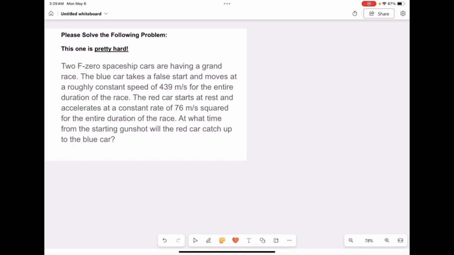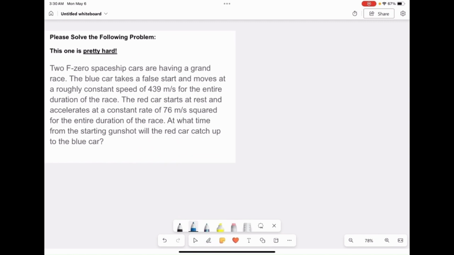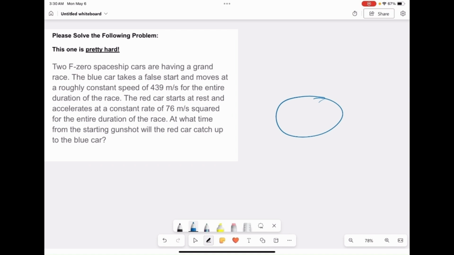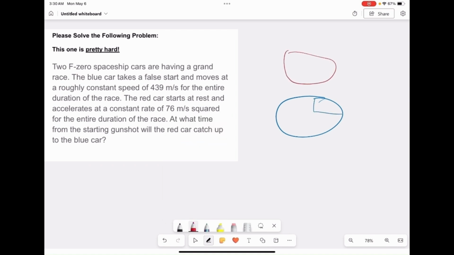So we have two cars, a red car and a blue car. Here's my blue car. Here's my red car. Okay, so the blue car takes a false start and moves at a roughly constant speed of 439 meters per second for the entire duration of the race.